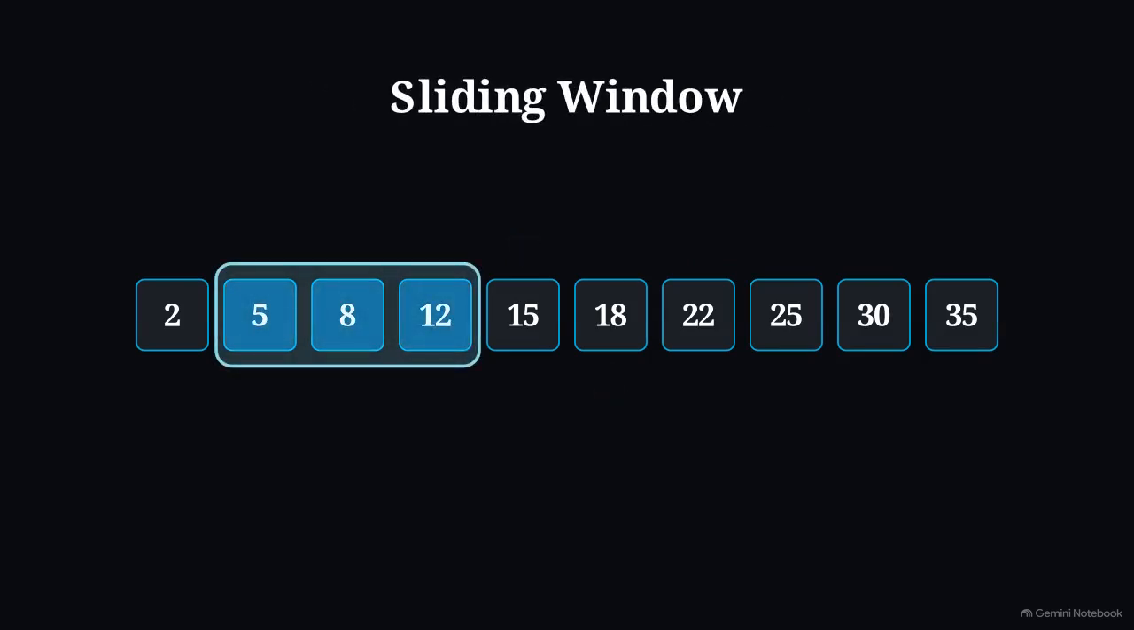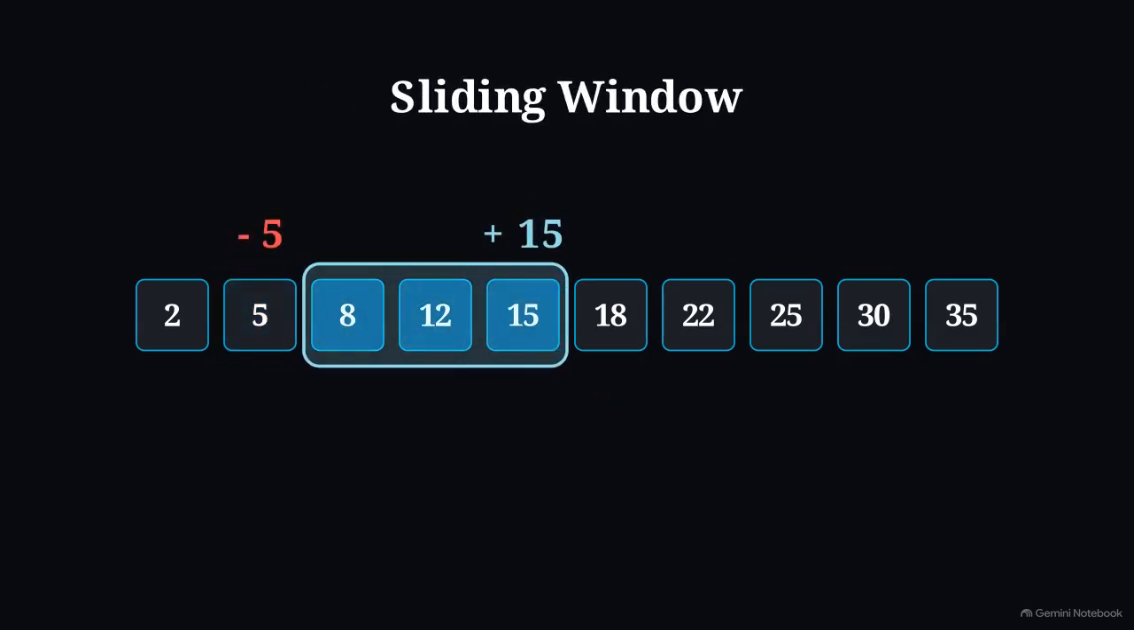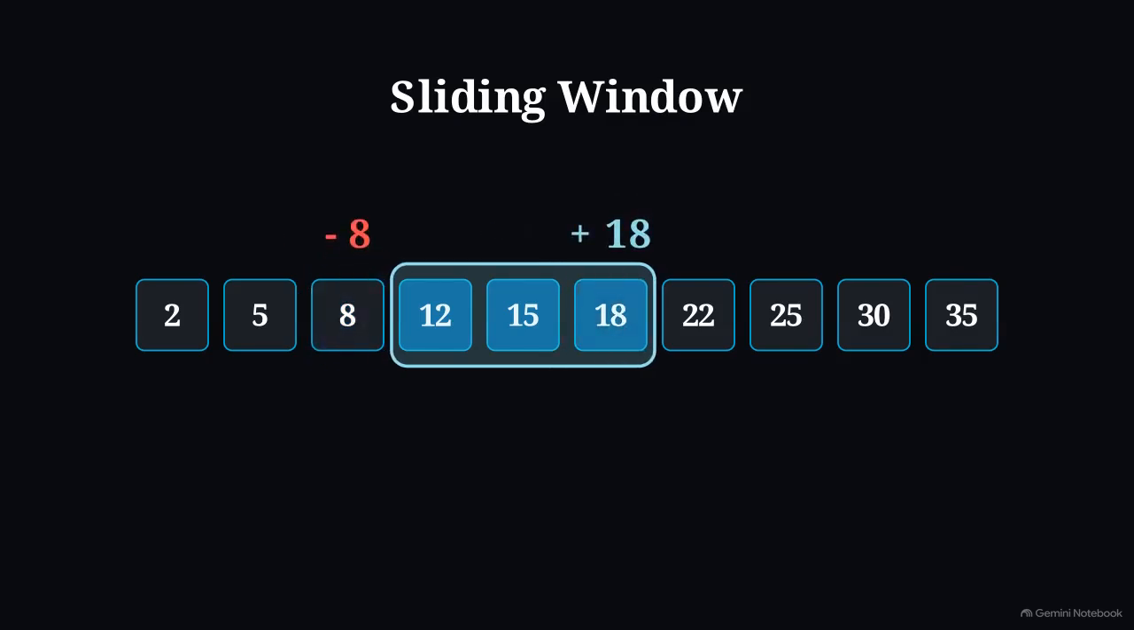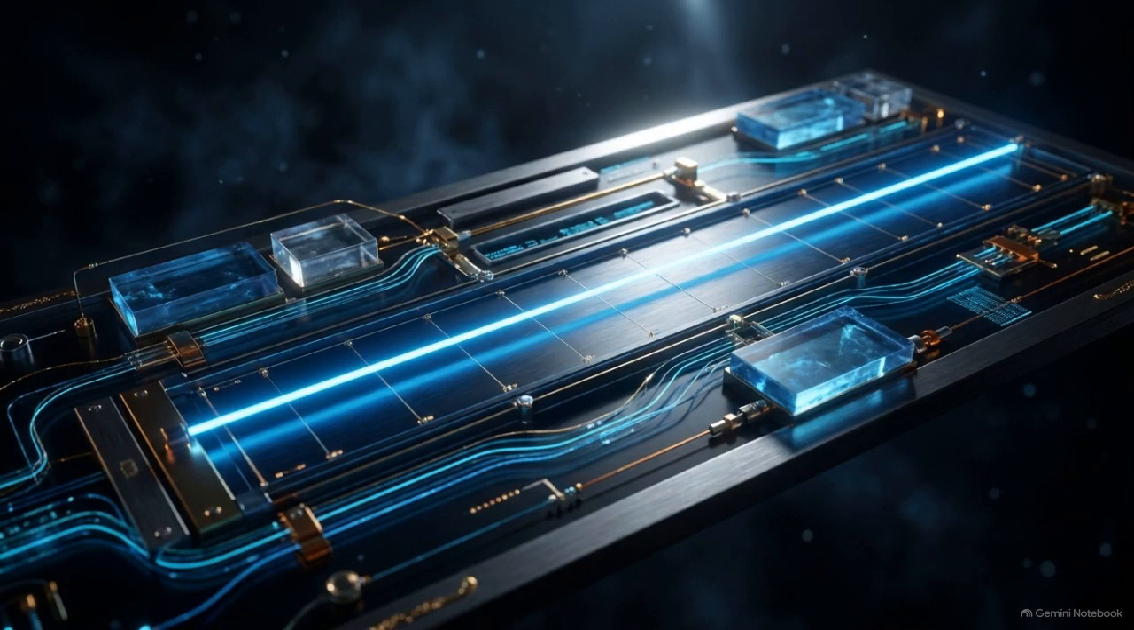This evolves into the sliding window. As the frame slides to the right, the algorithm simply subtracts the element leaving the window and adds the one entering it. It never recalculates the data in the middle. By framing the data this way, we eliminate redundant steps and maintain a linear search time.